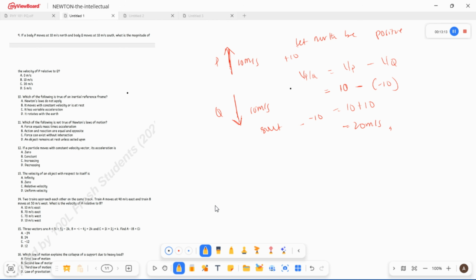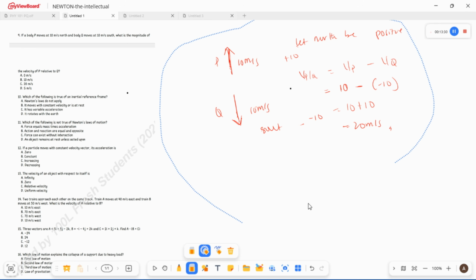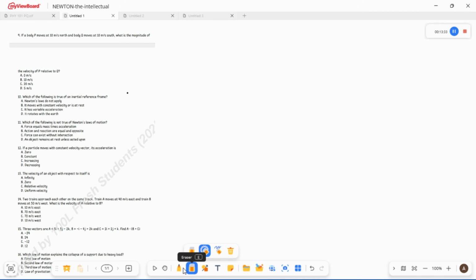So how do you do this? You assign a positive side to one direction, then the opposite direction will automatically carry the negative sign, and then you use your formula VA minus VB. The reason why I used VP minus VQ is because of the letters that were given in the question, but ideally you just use VA minus VB. Right, so now question 10.